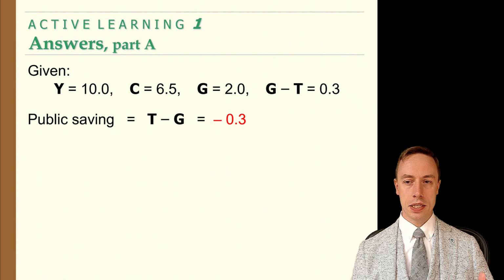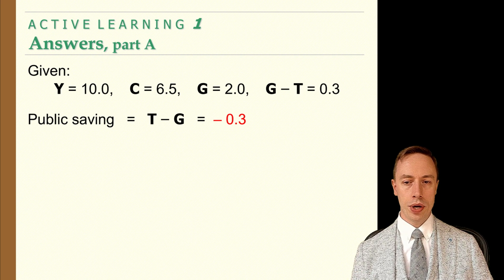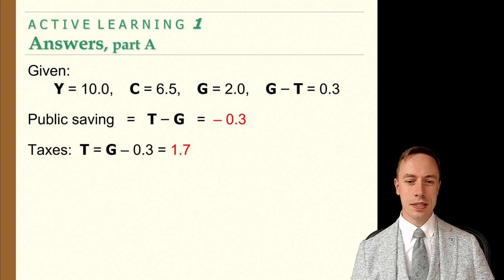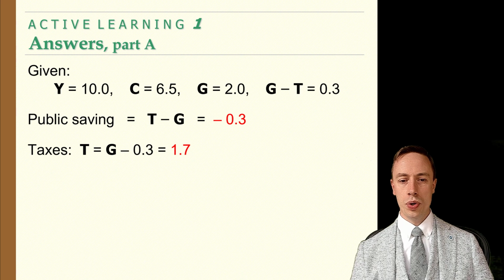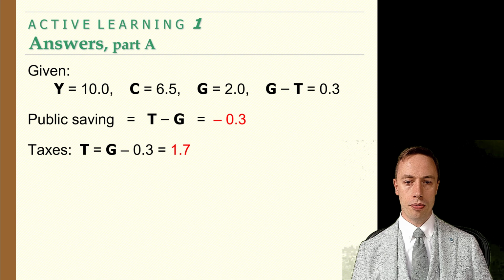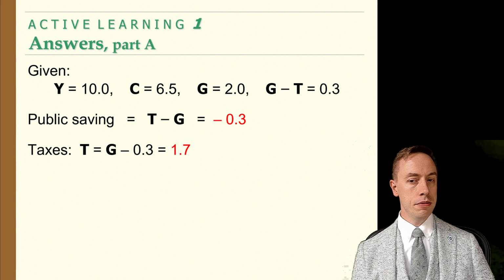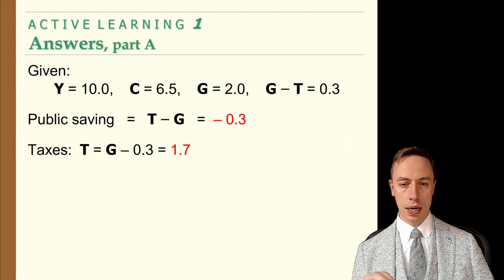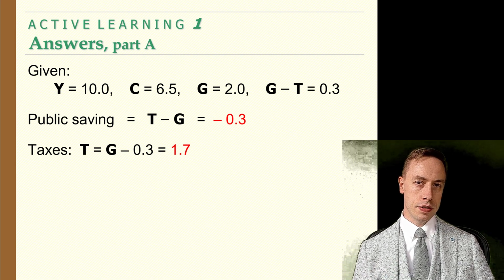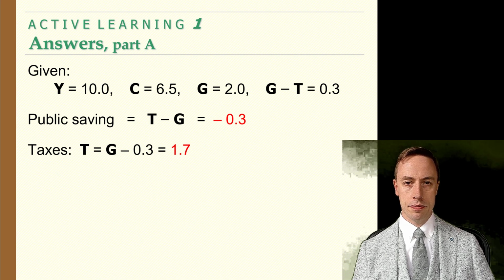Let's find public saving. Well, if the budget deficit is 0.3, that means public saving is negative 0.3. Got to flip the sign to go from budget deficit to public saving. Next, let's find taxes. We know that T minus G is negative 0.3. We know that G is 2. So plugging G into this formula, solving for T, T must be 1.7 trillion dollars in taxes.